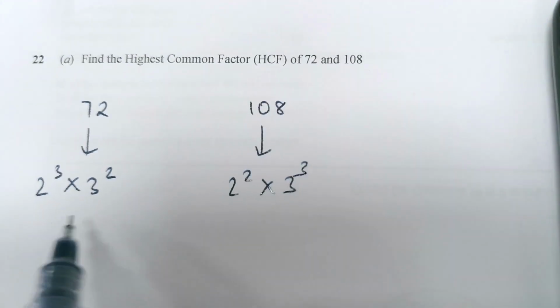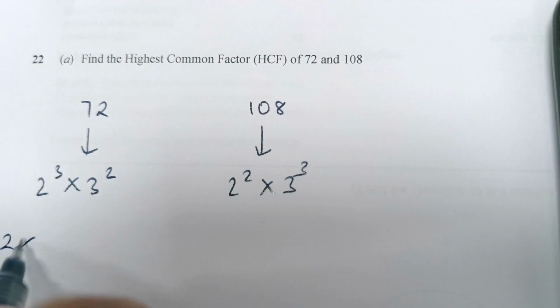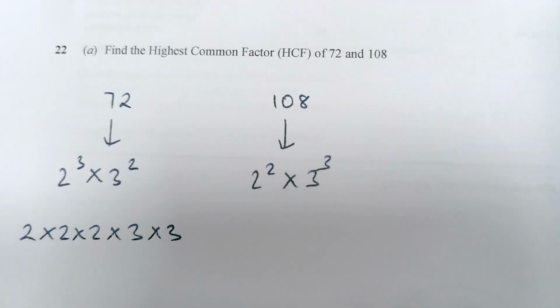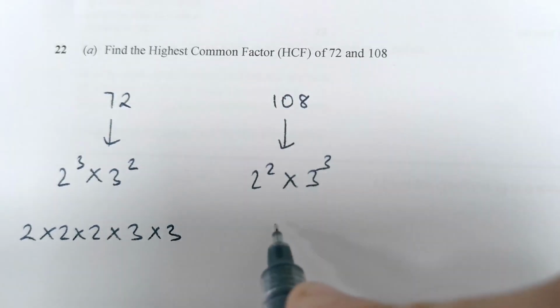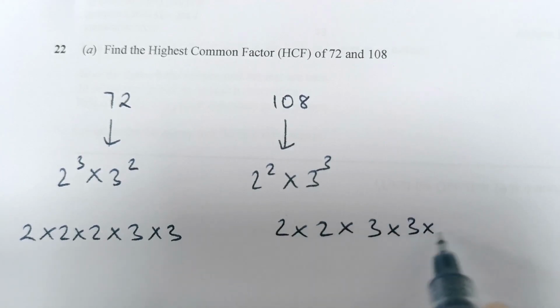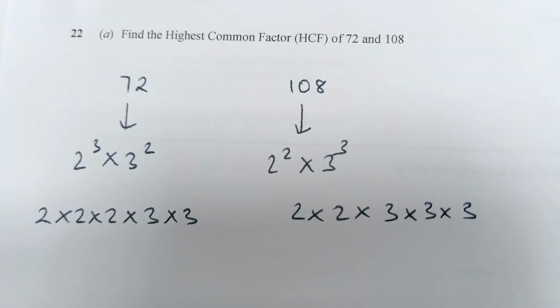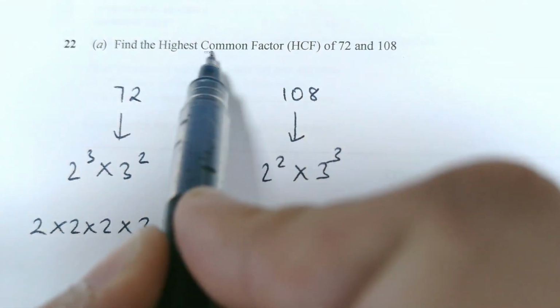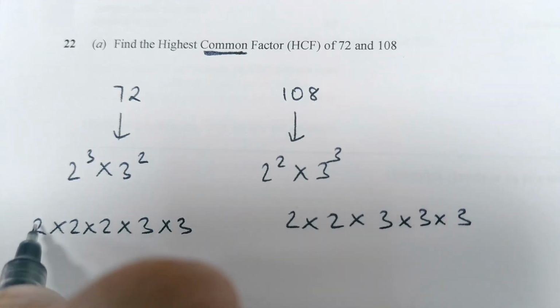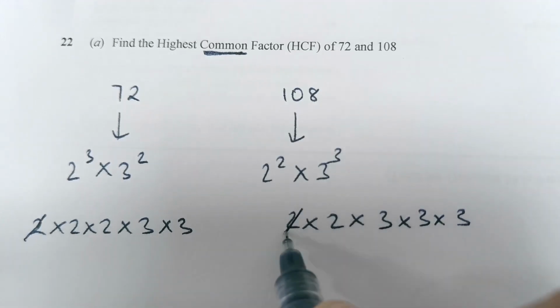Now what I'm going to do is I'm going to expand these versions. Then I'm going to write this one as 2 times 2 times 3 times 3 times 3. Okay, so now I've got that. Now we're looking for what we call common. What is common between these two factors? There's a 2 there and there's a 2 there.